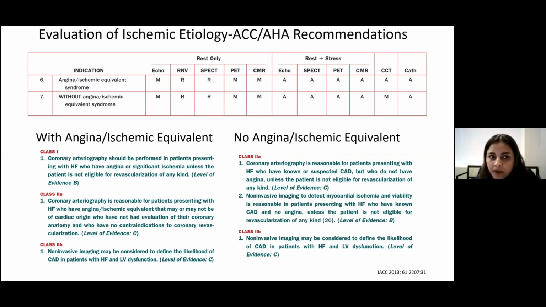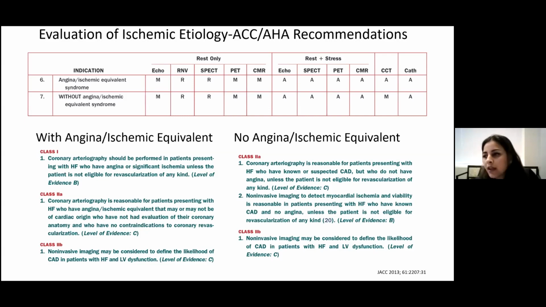So we all know class 1 guidelines have strong recommendation, we should do these things. And we know that the class 3 guidelines are the things we should stay away from and not do. Class 2A and 2B become a little bit tricky. 2A are the guidelines we can consider doing, and 2B are not a soft consideration. So it is easier to focus, when we are evaluating patients with coronary artery disease and heart failure, on whether they have angina or they don't have angina.